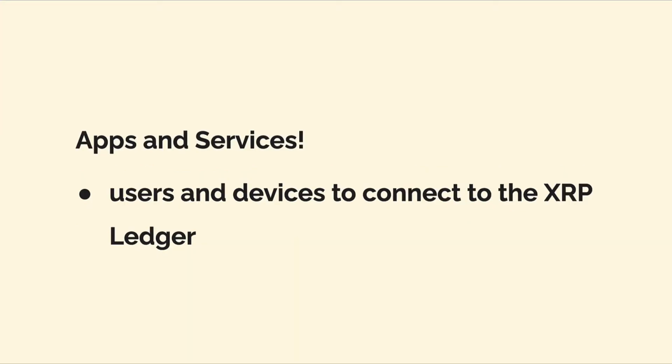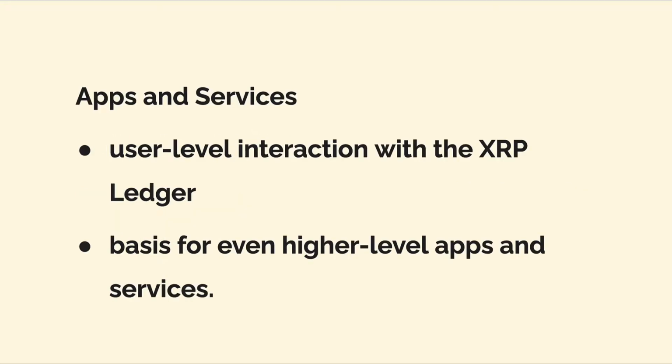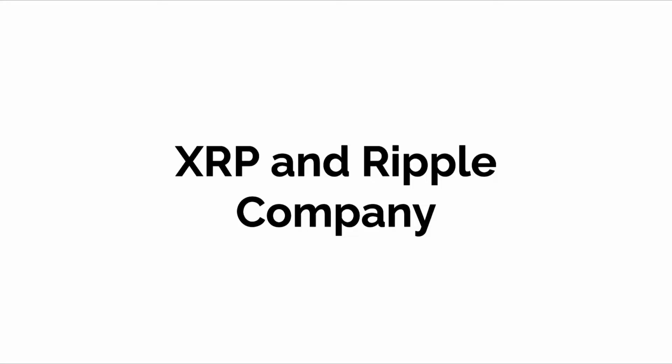And another aspect of the Xrp Ledger ecosystem are apps and services. Users and devices can connect to the Xrp Ledger, for example, a decentralized app. You can build a website or a piece of software that can interact with the Xrp Ledger, and then your clients or visitors can access the blockchain from your app or service. Apps and services are for user-level interaction with the Xrp Ledger. They provide the basis for even higher-level apps and services.